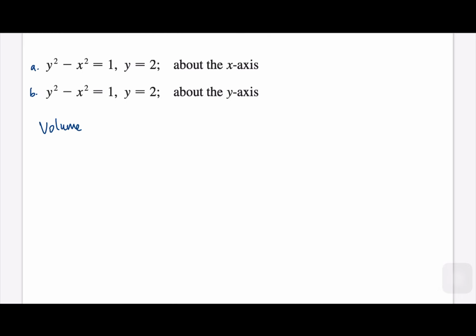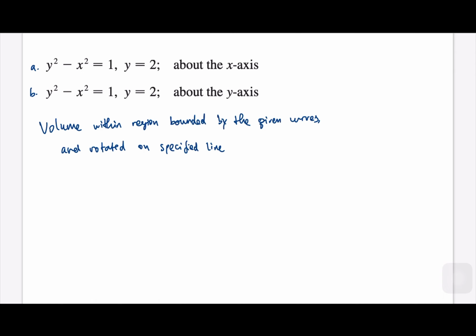You can also find it in 6.3. Find the volume of the region bounded by the given curves, and then rotate it about the specified line. The first one is rotated about the x-axis, the second one is rotated about the y-axis. So you can try first, and later we can compare our results. You can pause the video and check the results.